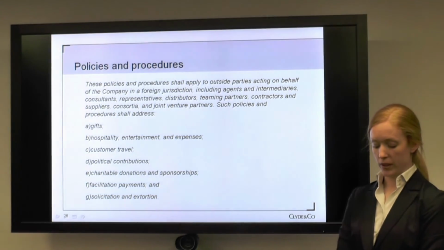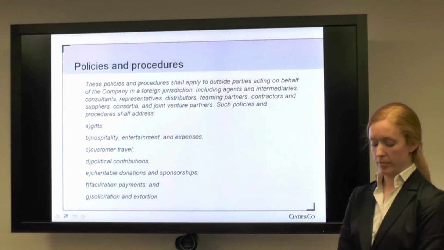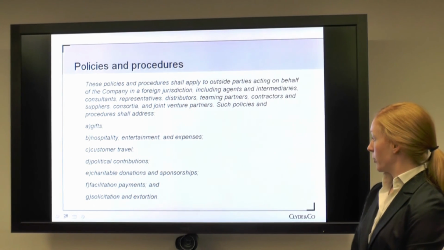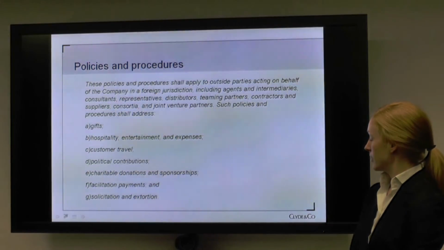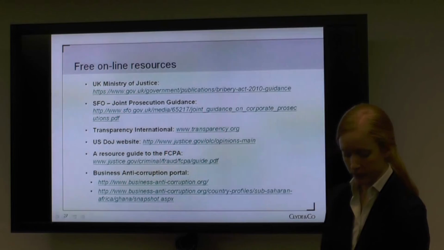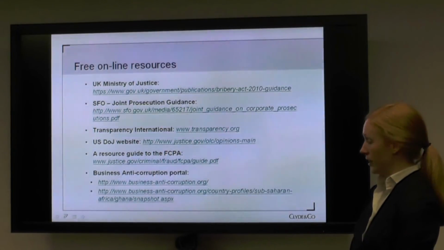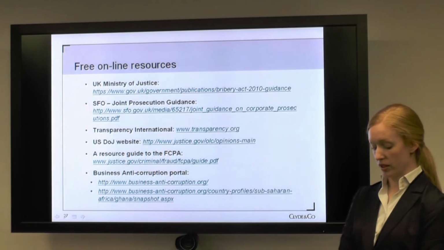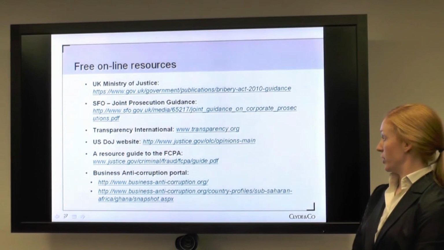Further examples of policies and procedures you should consider implementing are set out on this slide. These were also required as part of the Marubeni settlement agreement. I've set out here some free online resources that provide a wealth of information, some of which I've already referred to.